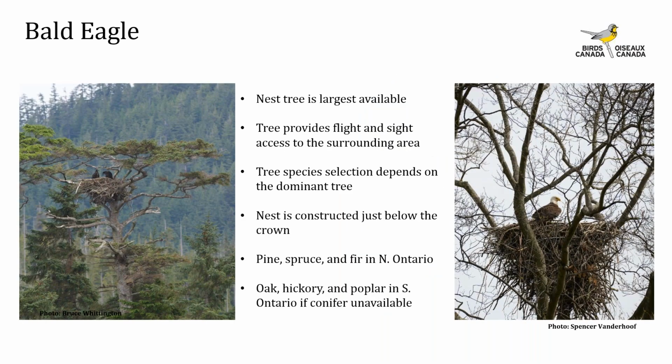The nest tree is usually in the largest super canopy tree available with access to limbs that will support the nest. The nest tree will provide good flight access and visibility to the surrounding area. They will use any type of tree, but tree selection depends on the dominant tree species of the forest, and the nest is constructed just below the crown of the tree. Their preferred tree species are pine, spruce, and firs in northern Ontario, and pine in southern Ontario, but they will nest in oak, hickory, and poplars in southern Ontario if conifers are not available.